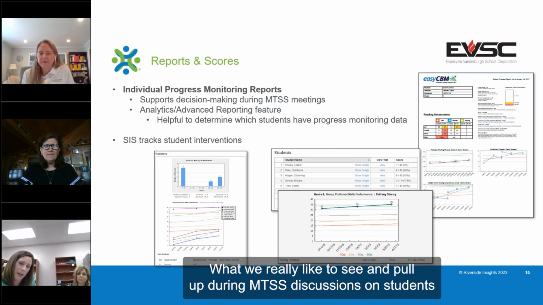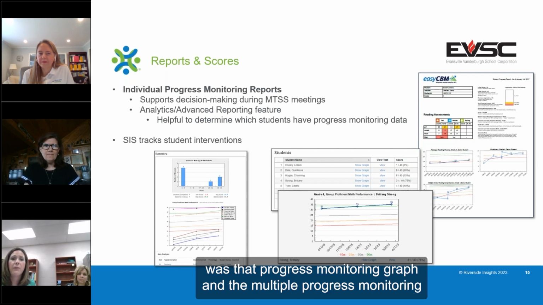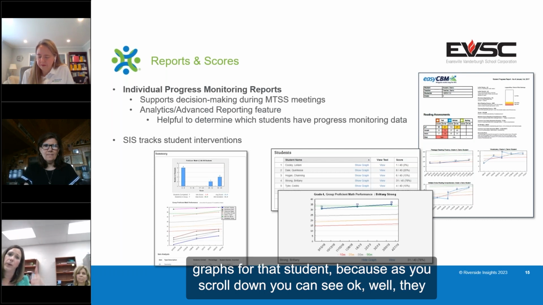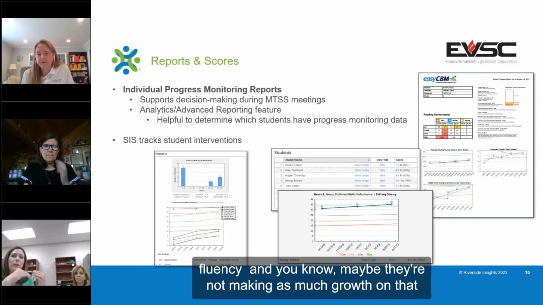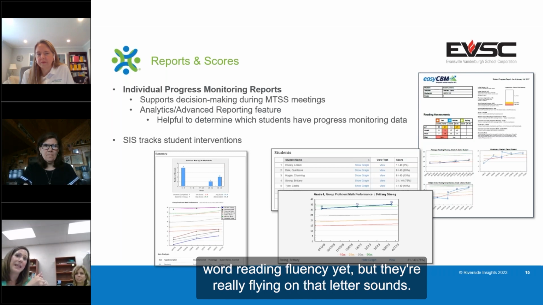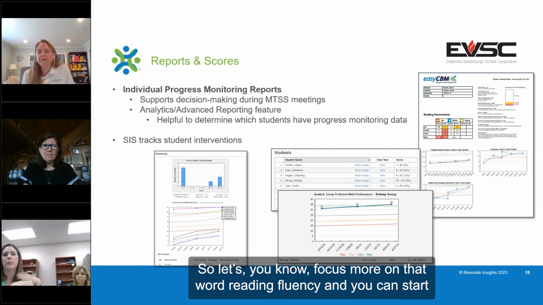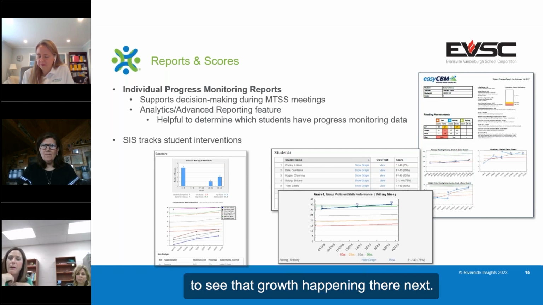What we really like to see and pull up during MTSS discussions on students was that progress monitoring graph and the multiple progress monitoring graphs for that student. Because as you scroll down, you can see, okay, they were being progress monitored, maybe in letter sounds, as well as word reading fluency. And maybe they're not making as much growth on that word reading fluency yet, but they're really flying on that letter sound. So let's focus more on that word reading fluency and you can start to see that growth happening there next.